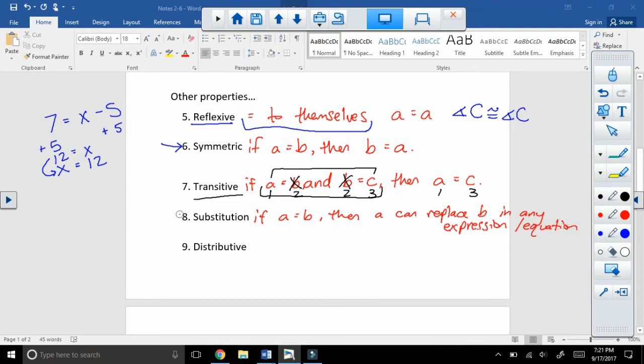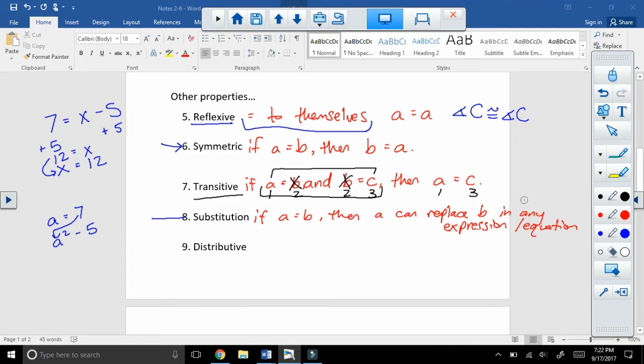So for example, a way that you use substitution in algebra is maybe you knew that A equals 7 and you were asked to evaluate something like A squared minus 5. So you use substitution to plug it in its place. We'll be doing the same thing, but now maybe with angles or segments, or maybe they'll just be numbers.